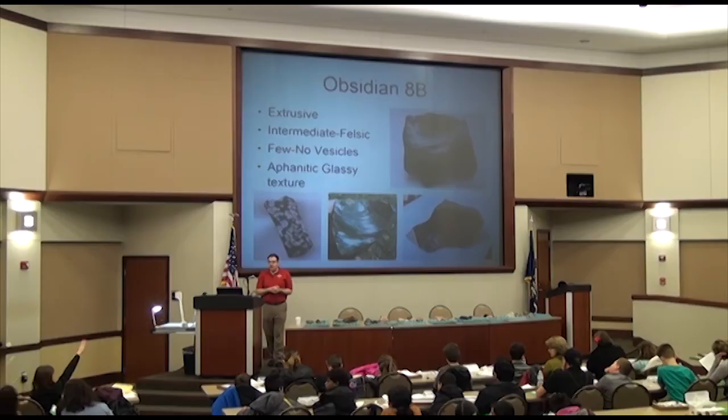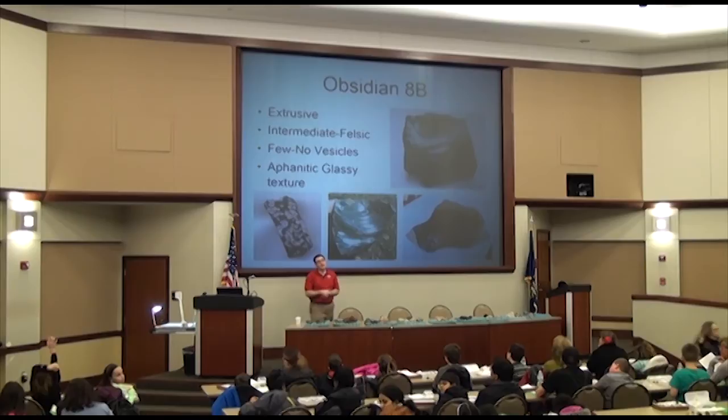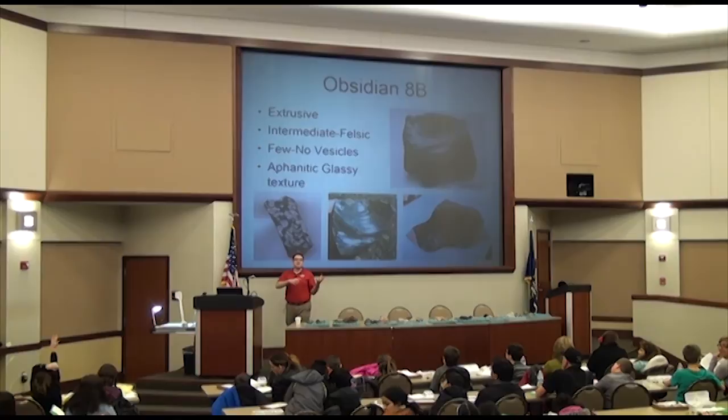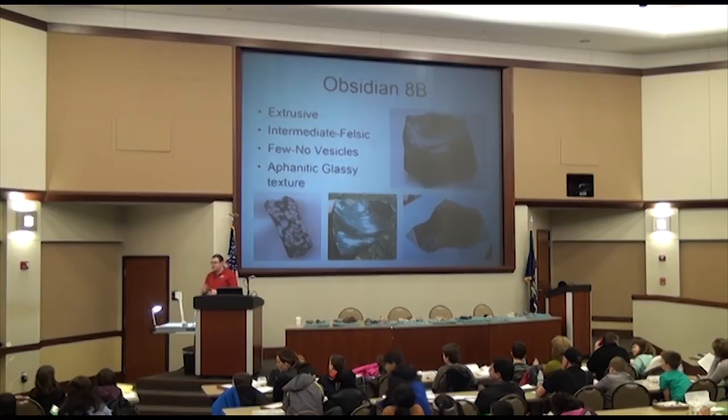You have a question? Yours is half gray and half black. It can happen, because when it's melted glass, sometimes it doesn't always mix up good. So sometimes there's different areas that have more or less of certain types of minerals in it. Yeah? Mine is 8B. It's not glassy. It's yellow. You'll have to show that to me afterwards.